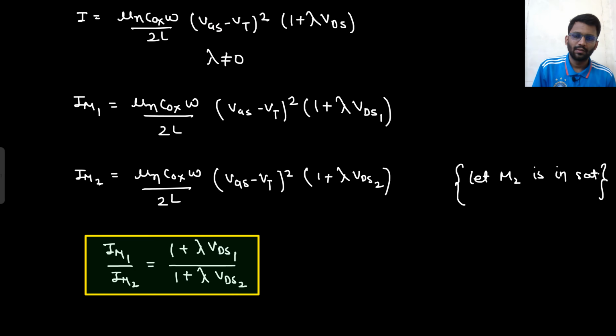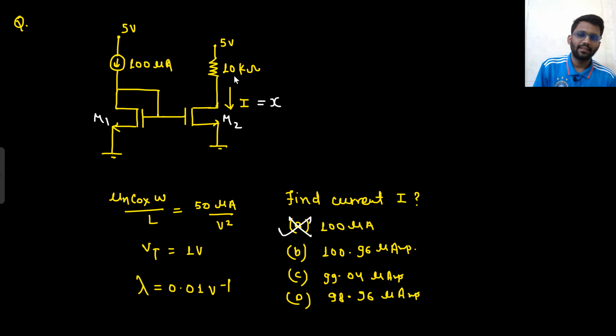What will be your VDS2? So VDS2 would be equal to 5 minus 10k into X. That would be equal to VD. Are you getting this point? What will be VD? 5 minus 10k into X. So VD would be 5 minus 10k into X minus 0. Source is at 0 only.